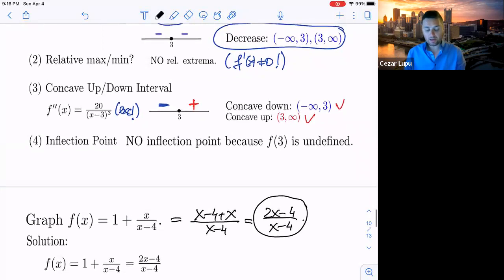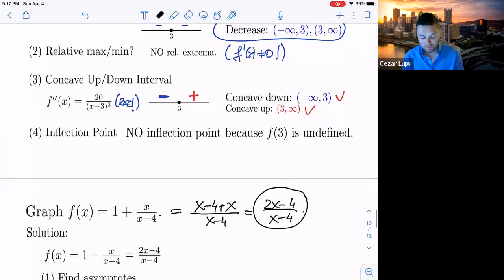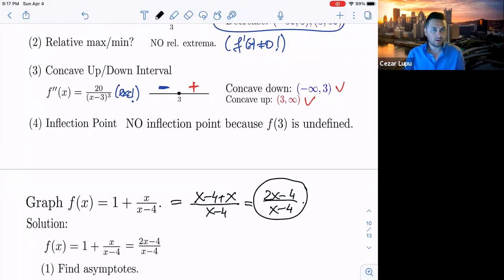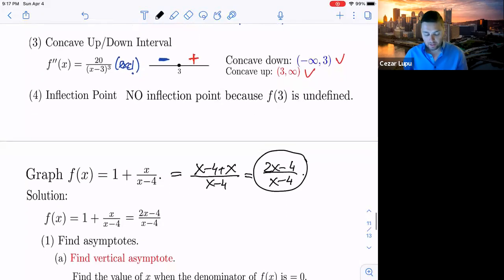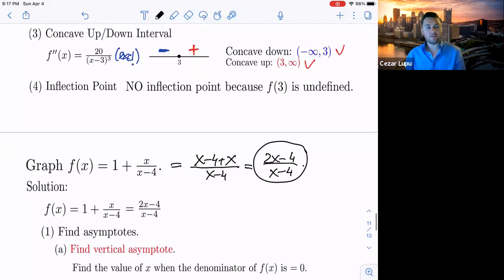So as I said, we can rewrite this function as f of x equals 2x minus 4 over x minus 4. Well, as you might guess, it's pretty clear how to find vertical asymptotes. So that's the first thing that we will need to do. We'd like to find asymptotes. And like I said, there are two of them, the vertical and the horizontal asymptotes. First, let's find the vertical asymptote. We need the value of x when the denominator of f of x is 0.